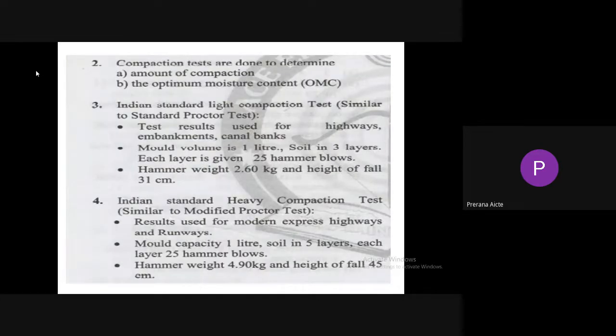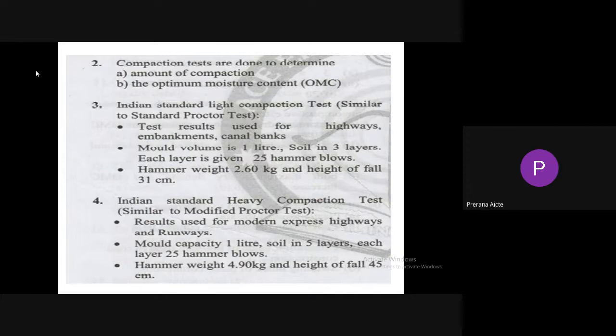The compaction tests are done to determine the amount of compaction, the optimum moisture content, and the maximum dry density. So the aim of the compaction test is to determine the amount of compaction, the optimum moisture content and maximum dry density. So the Indian Standard light compaction test or standard Proctor test has the following specifications.